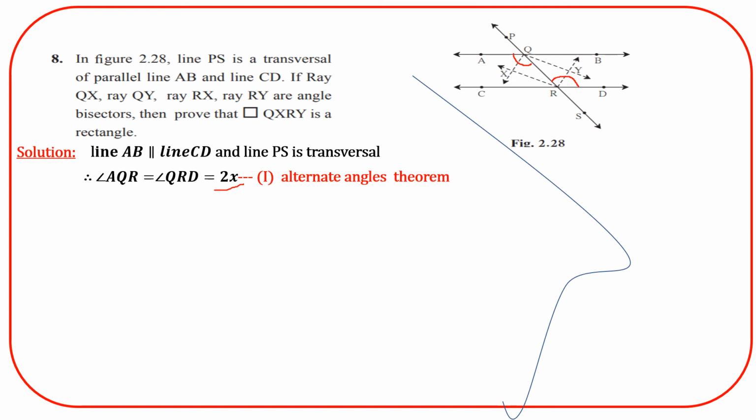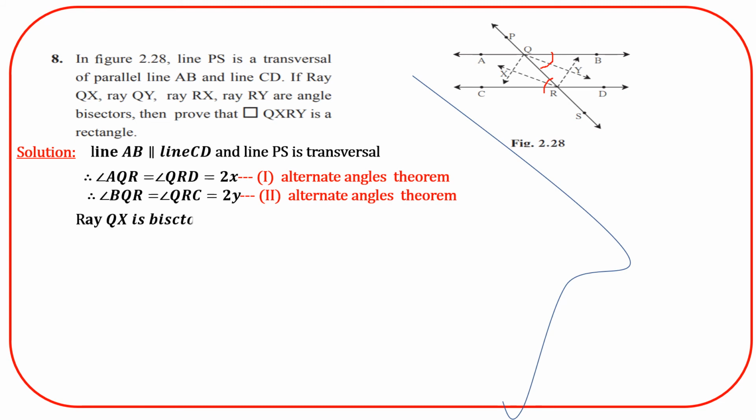Similarly, this angle is congruent to this angle. Angle BQR is equal to angle QRC. Therefore, angle BQR is equal to angle QRC is equal to 2y. Statement number 2, alternate angle theorem.